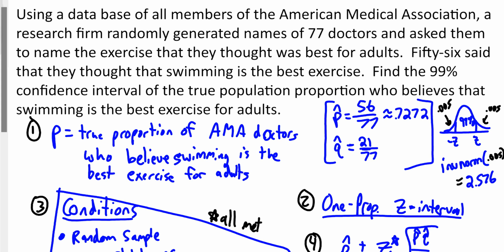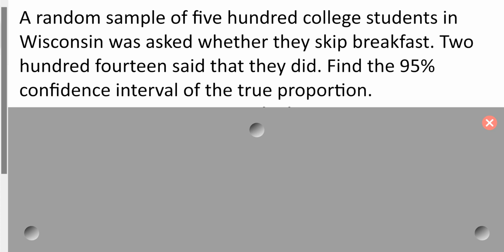So I'm going to give you a second one. I'm going to say to pause it and try it. This one is a 95%, which is a common value. A random sample of 500 college students in Wisconsin was asked whether they skipped breakfast. 214 said they did. Find the 95% confidence interval of the true proportion. I'll show you what I got, but this is a little bit different. It's one to try on your own, and it's a different confidence level.